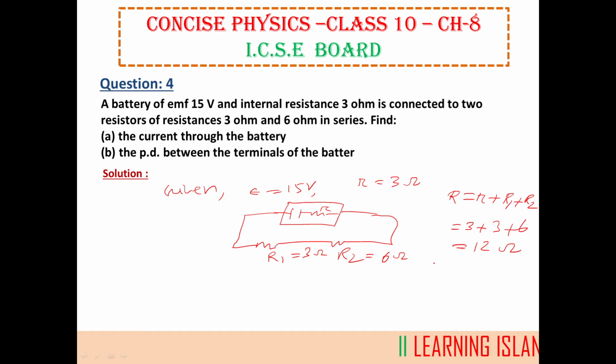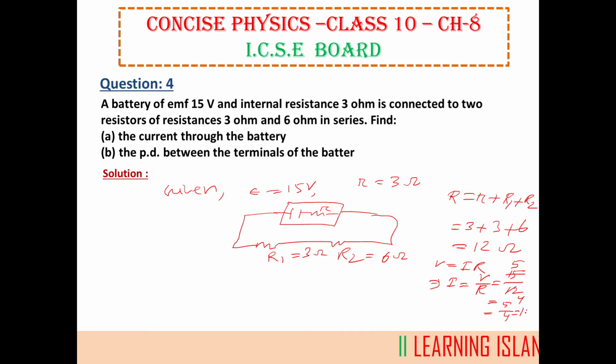So from Ohm's law, V equals IR, we can easily find out the current in the circuit. That is V by R. V is here the EMF, 15 volt, and R is 12. So this is coming to 15 by 12. Three fives are fifteen, three fours are twelve. So finally I am getting 5 by 4.